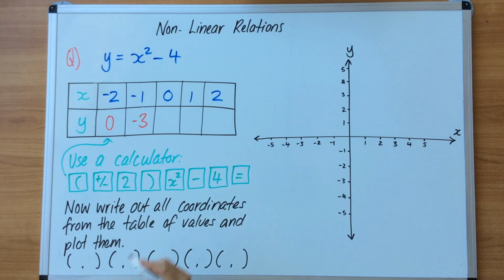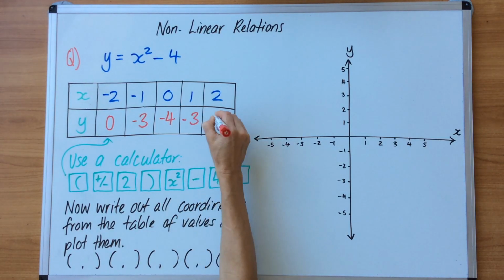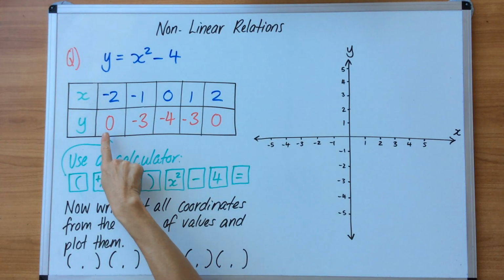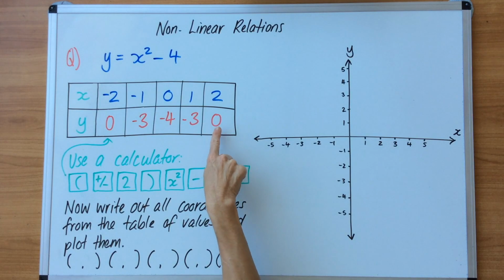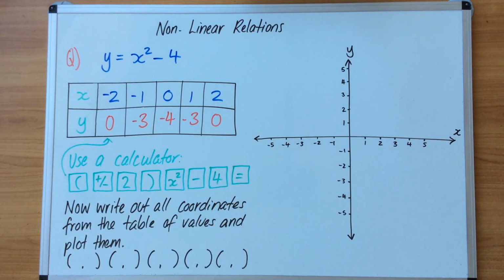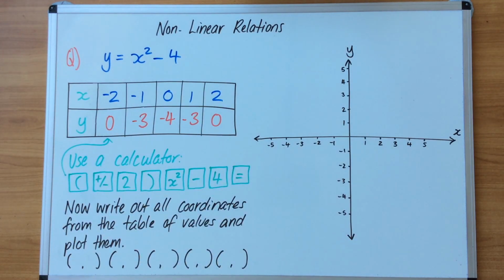And then if we kept going through, this is what we would get: -4, -3, and 0. And you can already see a pattern here. This is going to give us that parabola shape where these two are the same, these two are the same and this one is different. So if you don't get the answers that come up with this pattern, it means that you have made a mistake. Now I need to write all the coordinates out from that table of values.